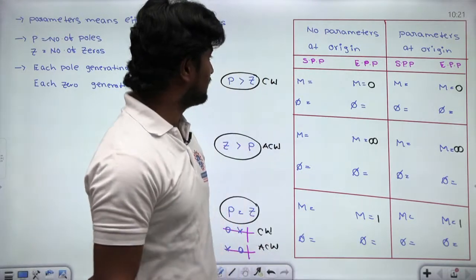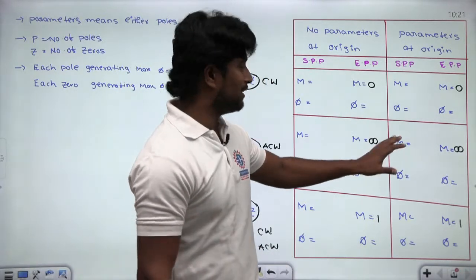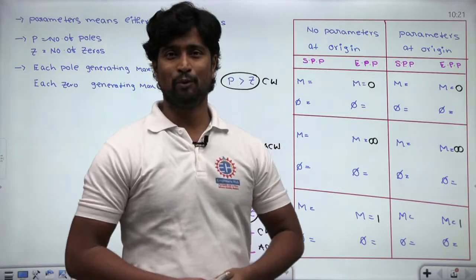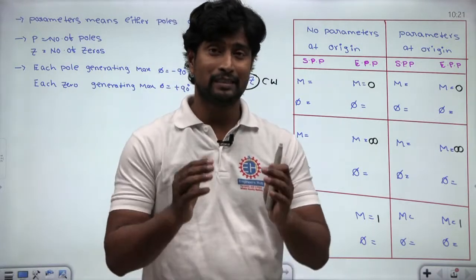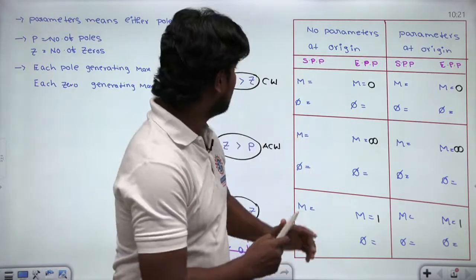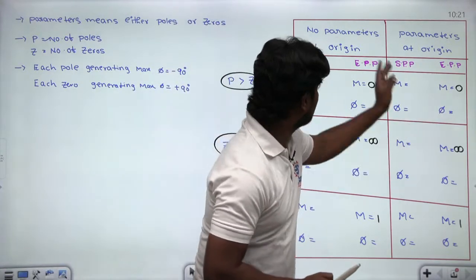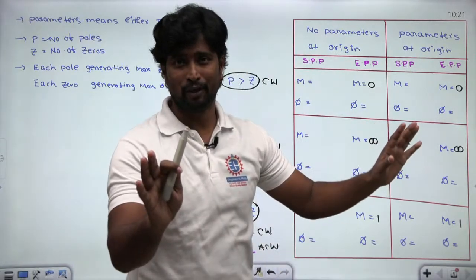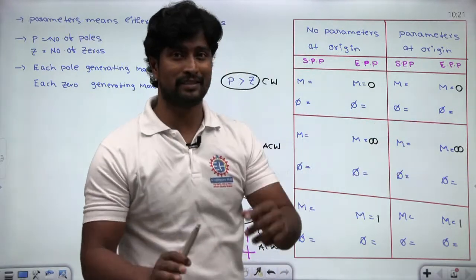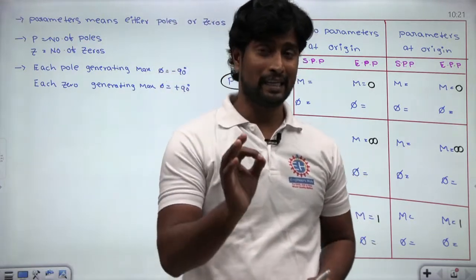One minute, carefully listen, guys. The ending plot magnitude is done. What about the starting point magnitude? Guys, the ending point magnitude is common for both cases, whether there are no poles at the origin or poles at the origin, it's not a matter. But the starting point will change. How does it change? Guys, carefully listen.